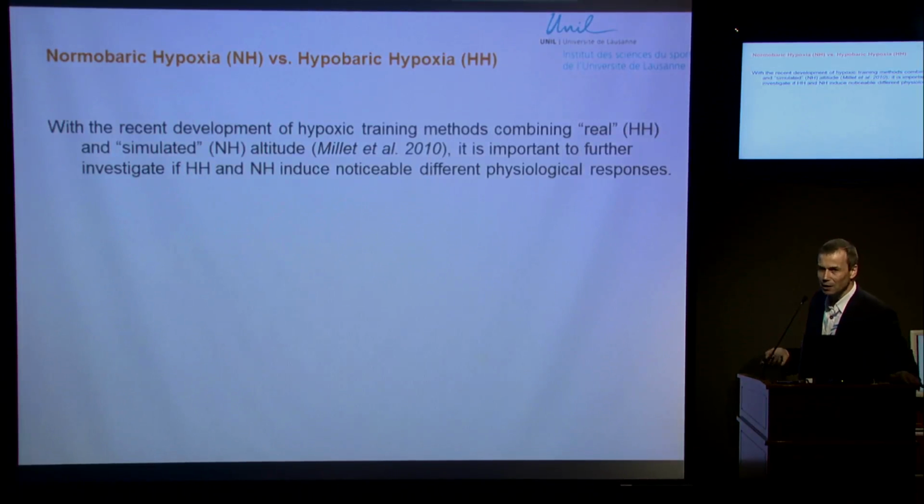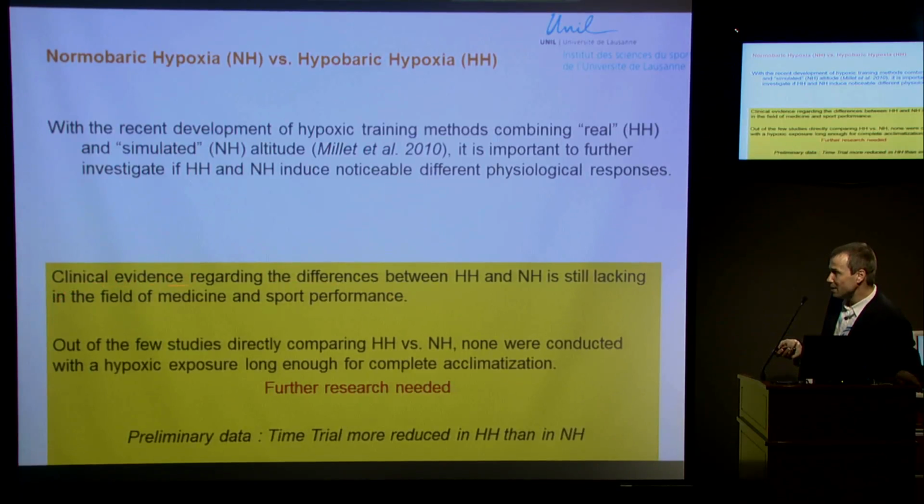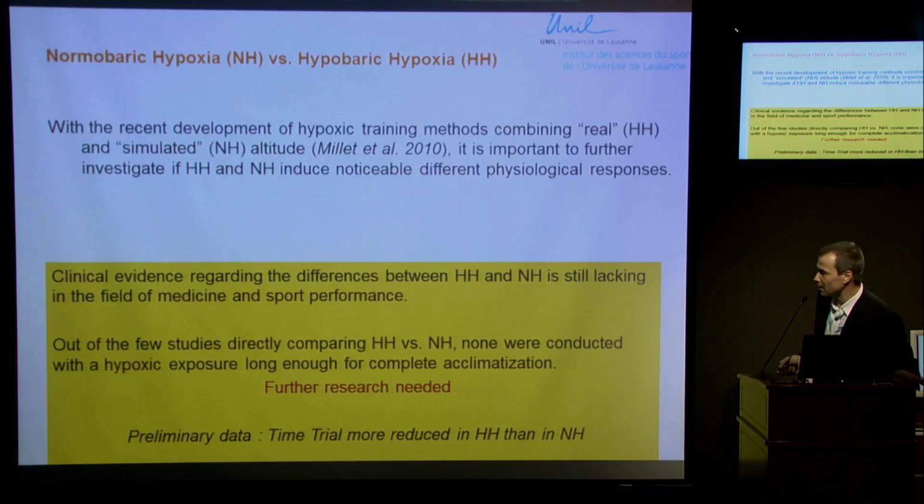I don't want to say that real is better than simulated. I think we have many tools. We can use all of them. But so far, the clinical evidence on the differences is still lacking. In the field of medicine, I showed you some data on AMS. In the field of sport performance, there's no data. Further research is needed. And based on a few subjects, we can already say that time trial is more reduced in HH compared to normoxia than in NH. That's in our current study.